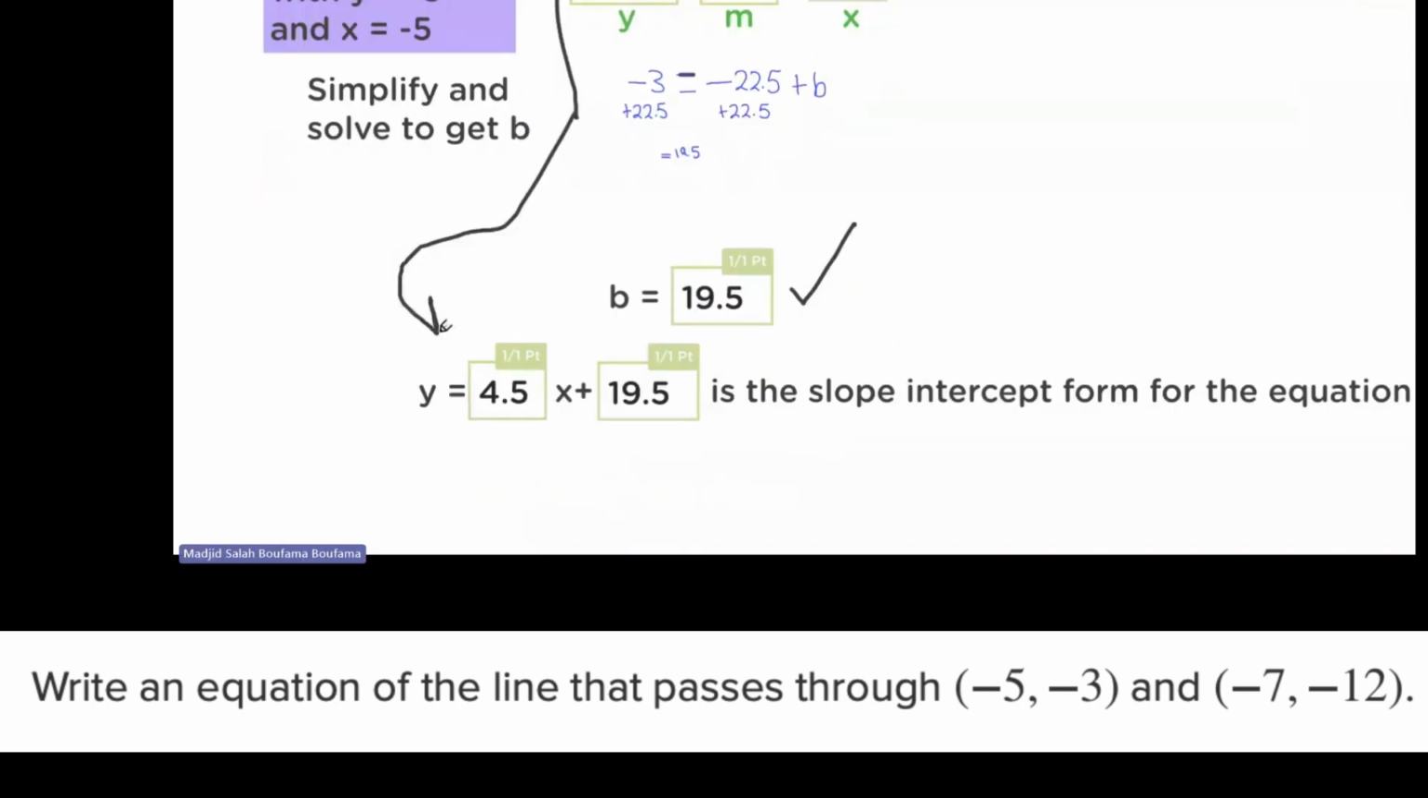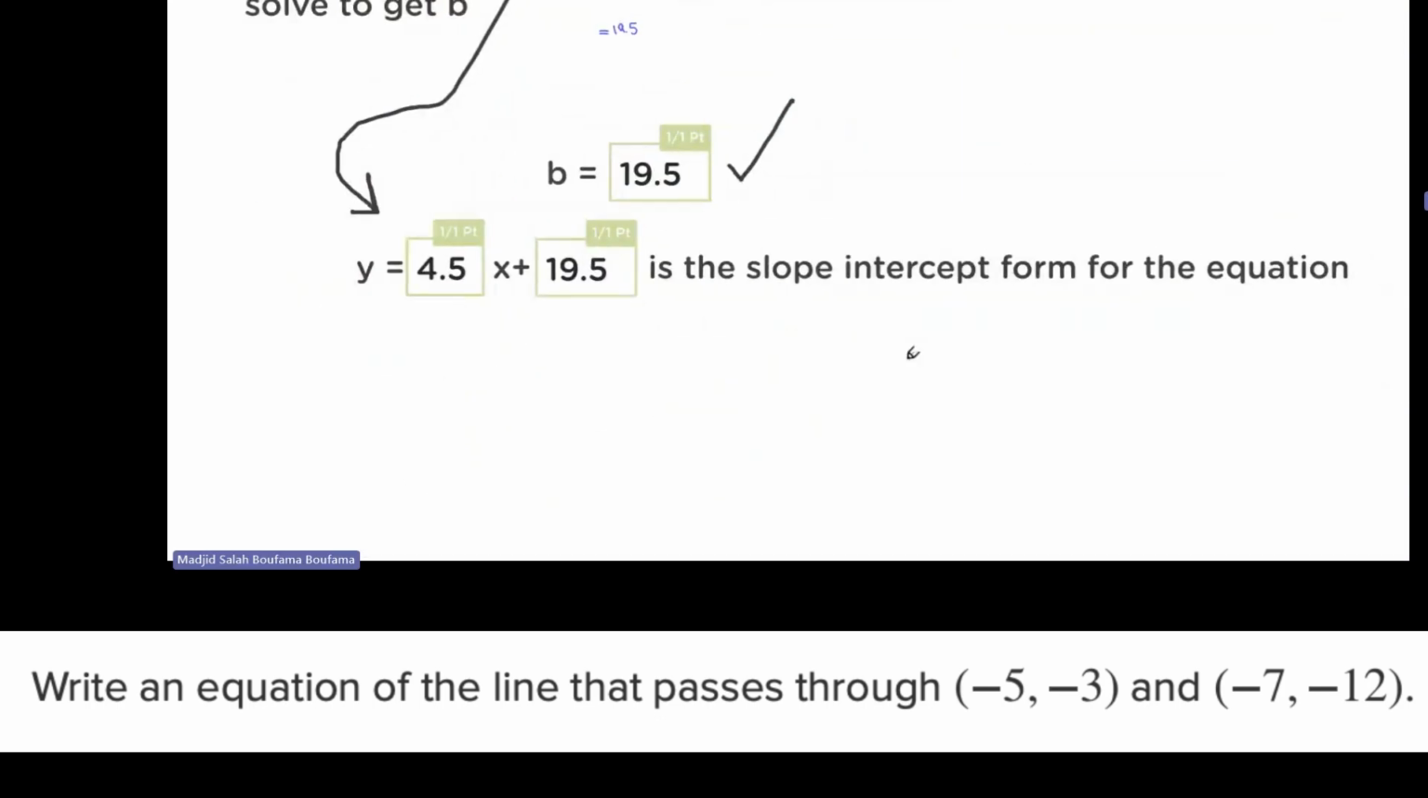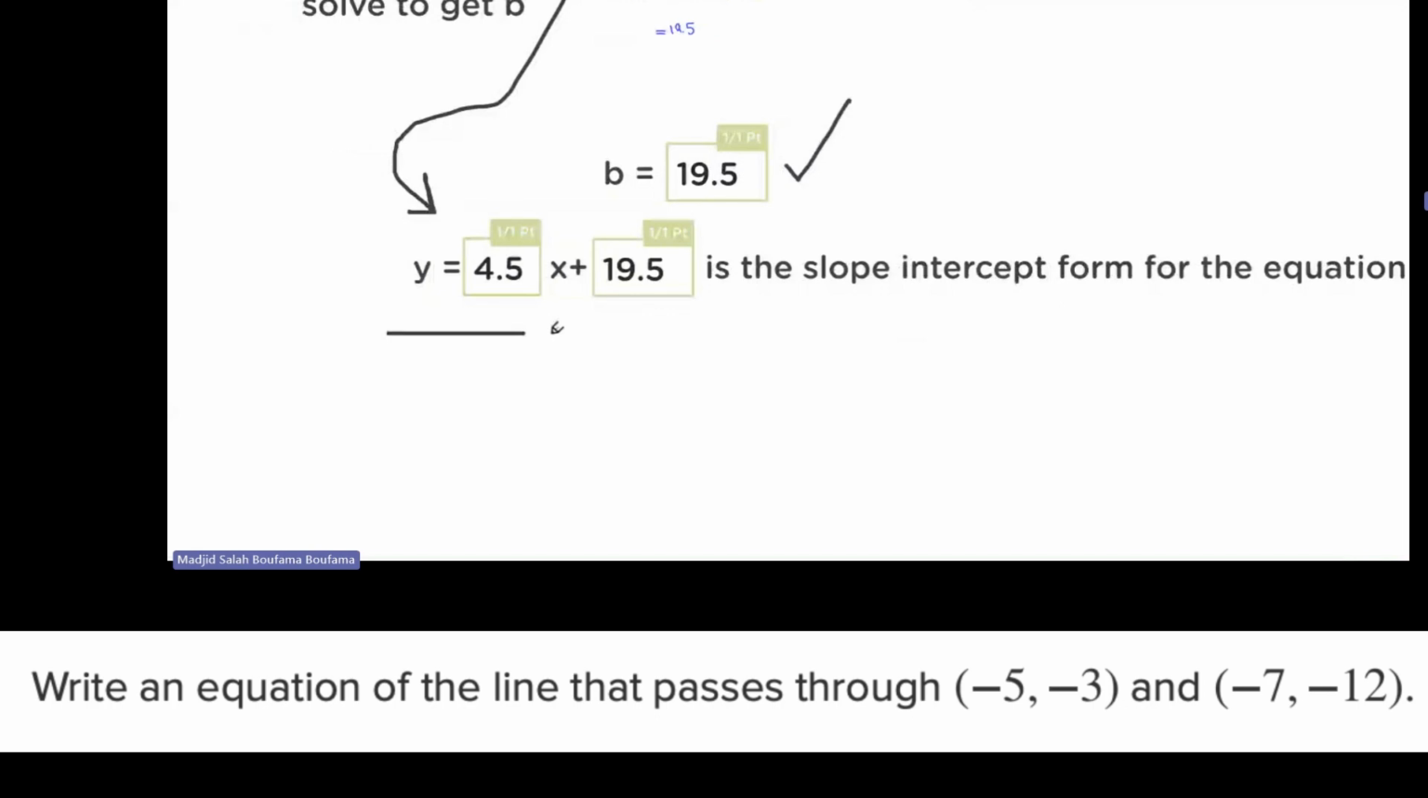Wow, she did it. MashaAllah alayk. Before I talk, you finished. This is the slope-intercept form of the equation.